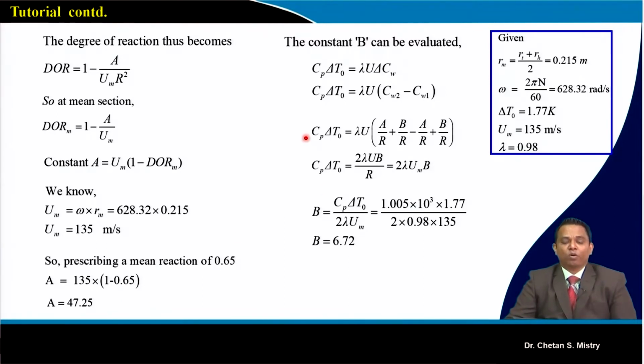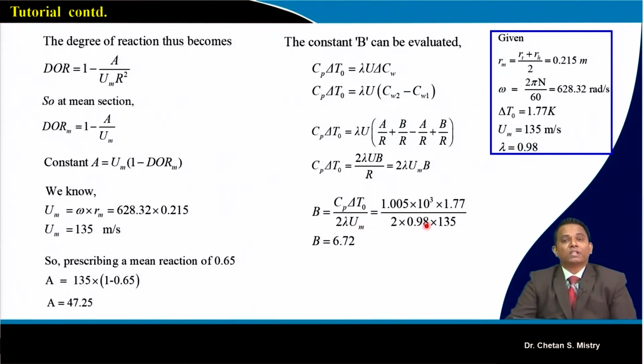Now, from our fundamental understanding of energy balance, the aerodynamic work and the thermodynamic work will be the same. Putting it in this form, B comes in terms of delta T0. So B is given by Cp into delta T0 divided by 2 lambda into Um. We have already calculated delta T0, which is 1.77. Cp I can write as 1.005 into 10 to the power 3, divided by 2.